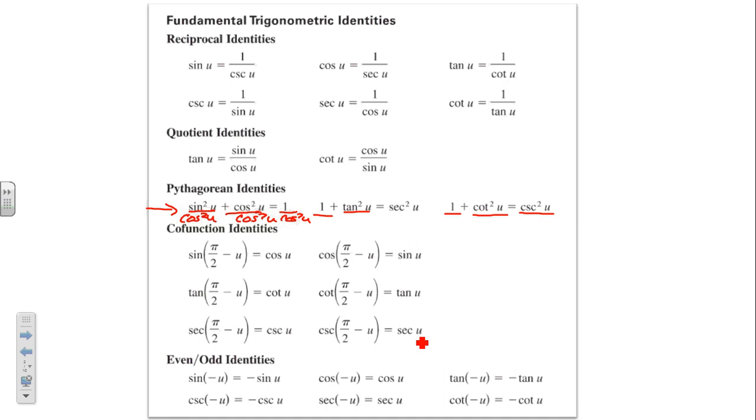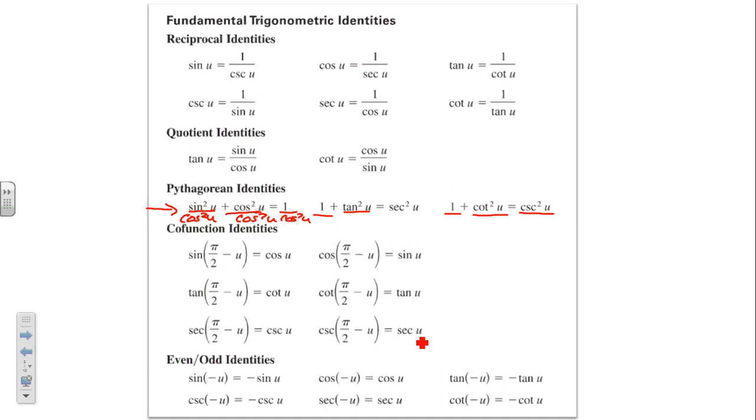Cofunction identities. What does the co in cosine mean? It is the cofunction of sine, which means co for complementary. So whatever the sine of an angle is, the cosine of 90 minus that angle is going to have the same value as the sine of the original angle. They're 90-degree separation, complementary, co for complementary.